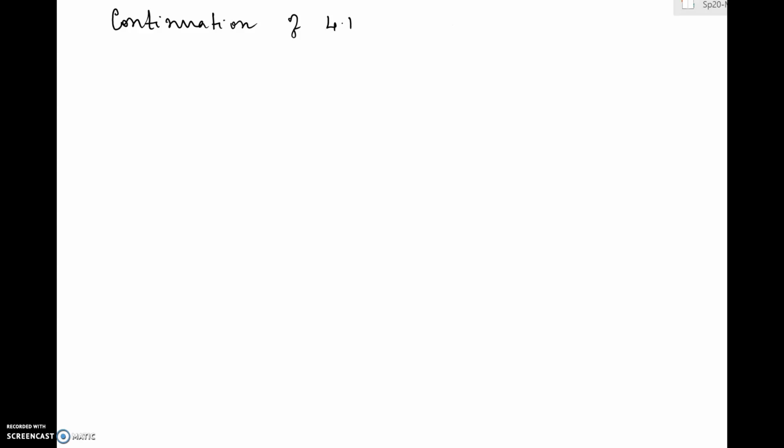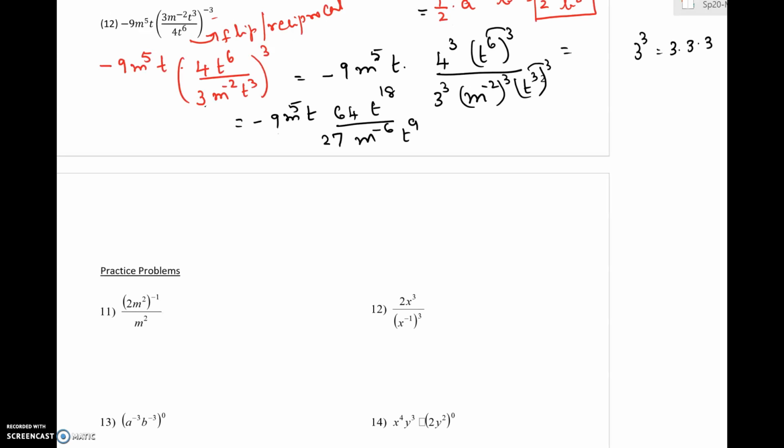In this video, we are going to be continuing the last part of 4.1 and then we'll start off with 4.2. So in the previous video, we were doing actually the last problem, problem number 12, which is negative 9 m to the power 5t times 3 m to the power negative 2t cubed divided by 4t to the power 6, all to the exponent negative 3.